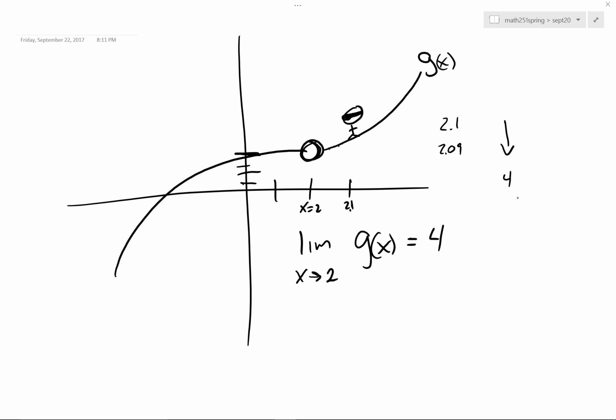It doesn't matter if the hole is there or not. It has no impact on what the limit is. The limit is what the value seems to be approaching. It doesn't have to get there. It just has to approach it.